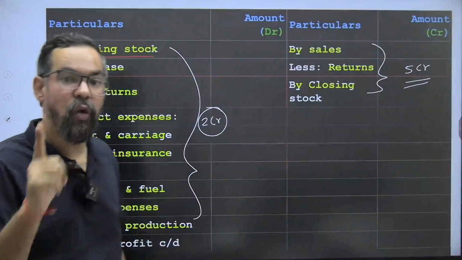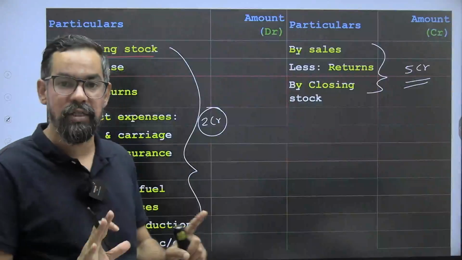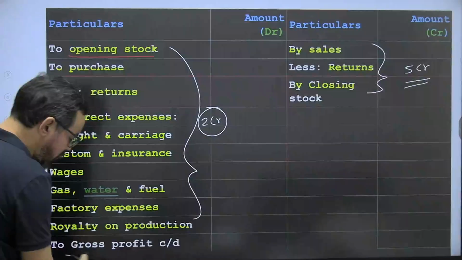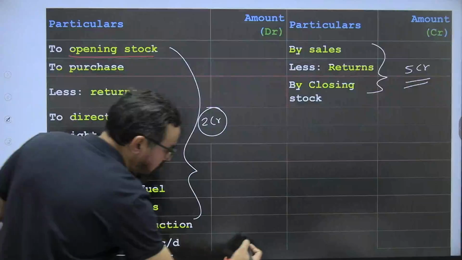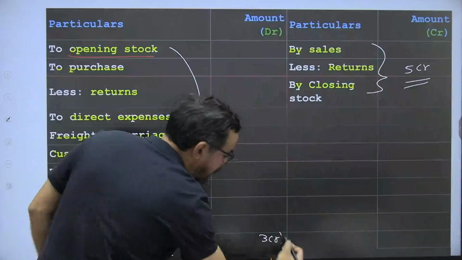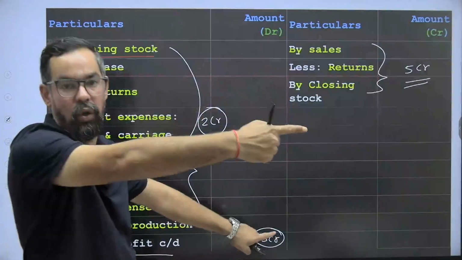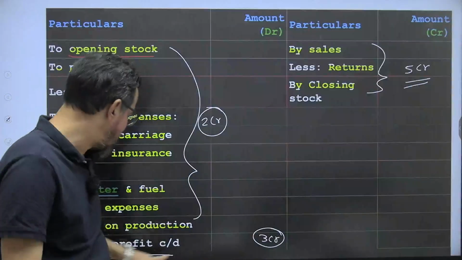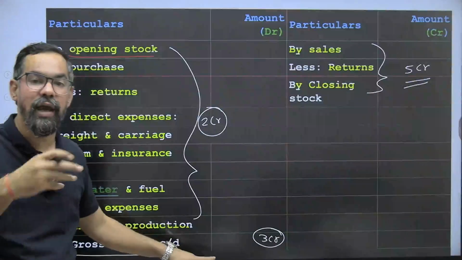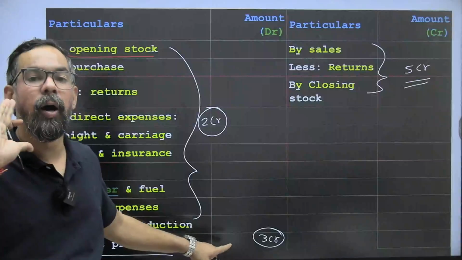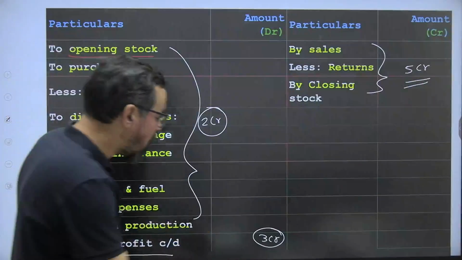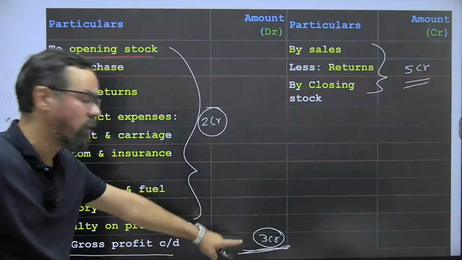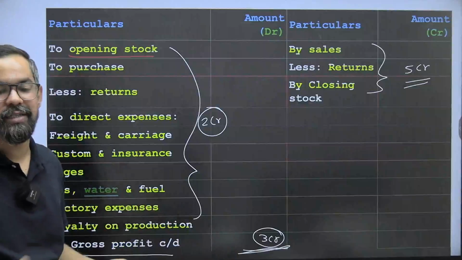Now, if you have a profit of 3 crores, whatever profit you have generated will be part of this one. Gross profit carried down, here you will mention 3 crores, and this will go to your profit and loss account. When you start your profit and loss account entry, it will start from the gross profit brought down from your trading account. So your profit and loss account entry will start from this particular one itself. This is the very simple one.